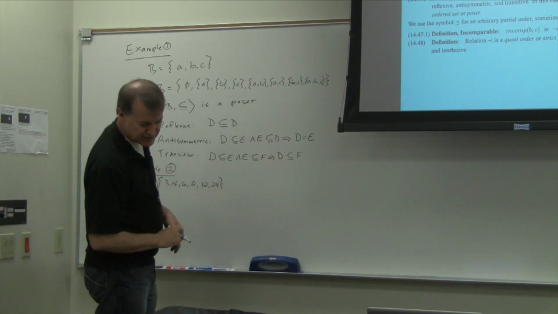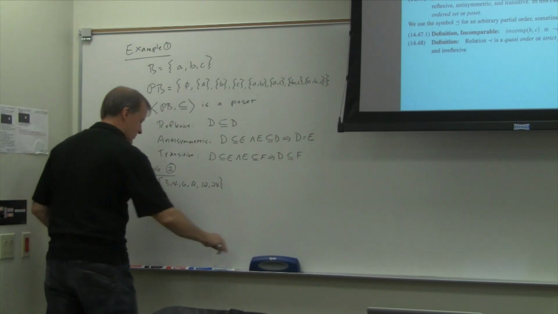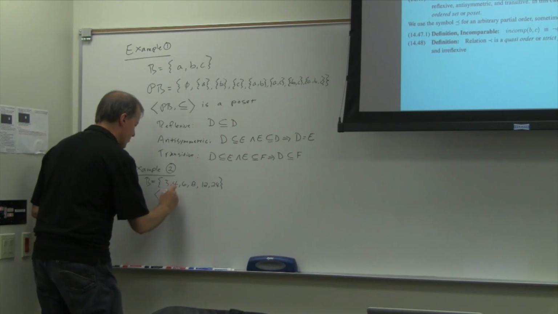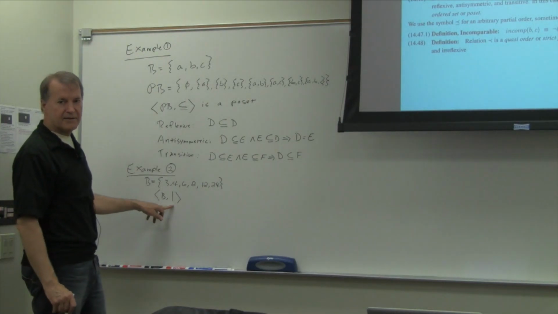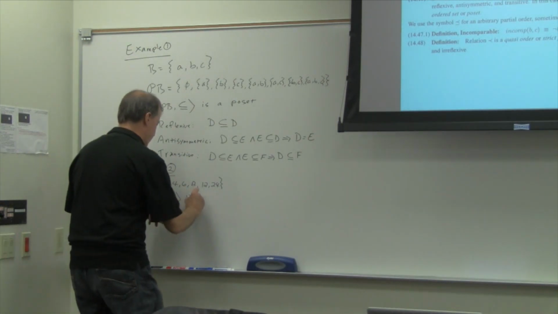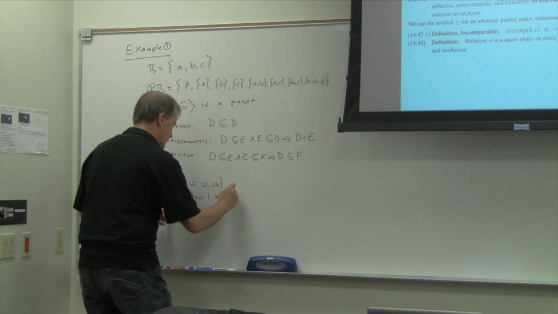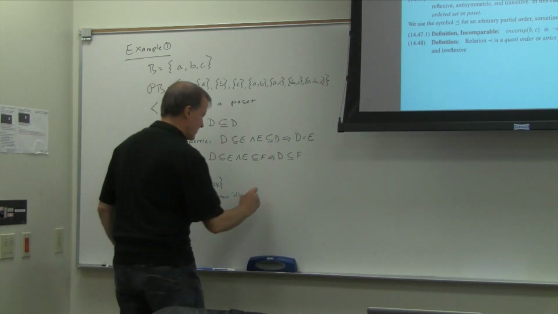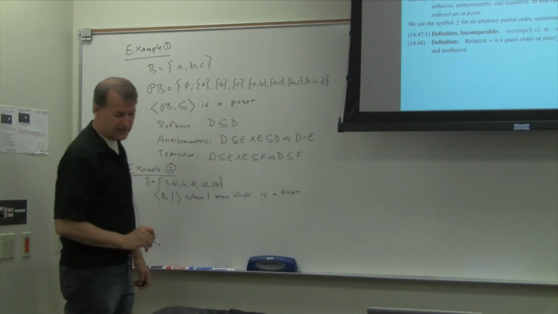Okay? And what I'm going to claim is that B and this vertical bar. Do you remember what this vertical bar means? Divides. Okay. I'm claiming that B, where the bar means divides, is a poset. All right. Now let's check.